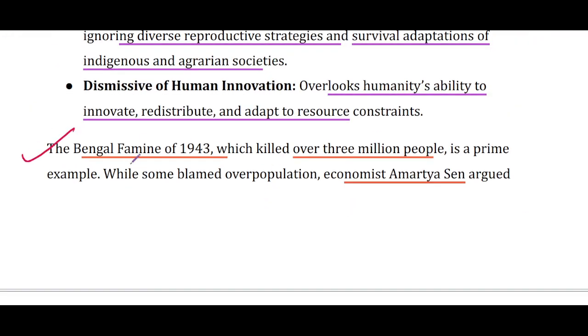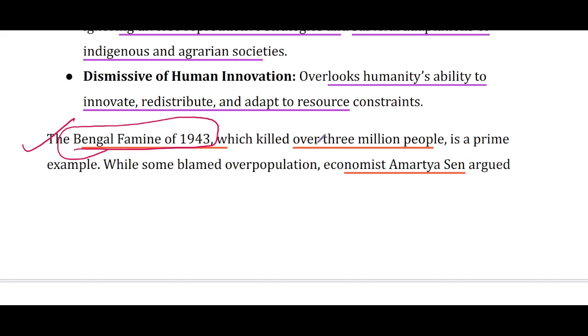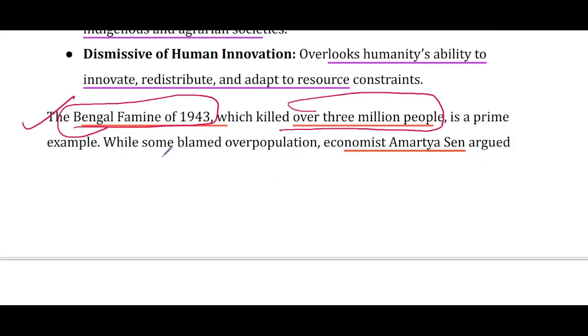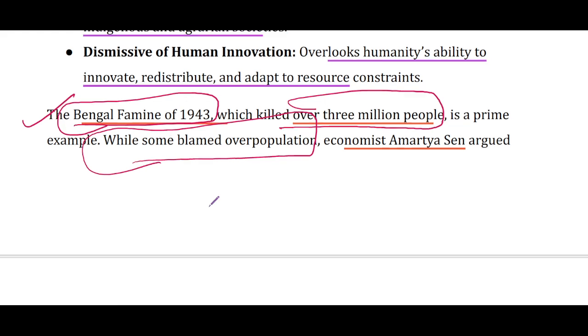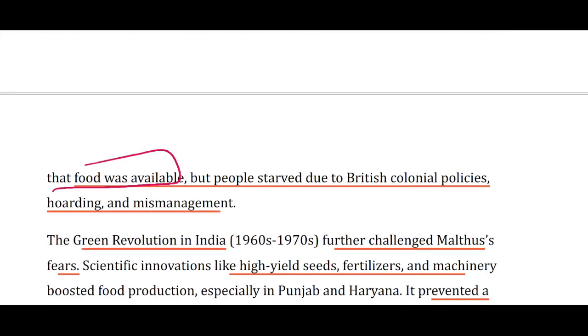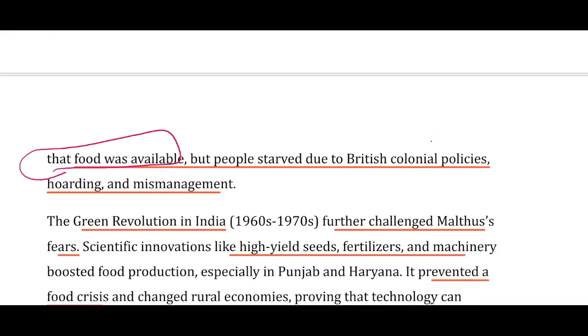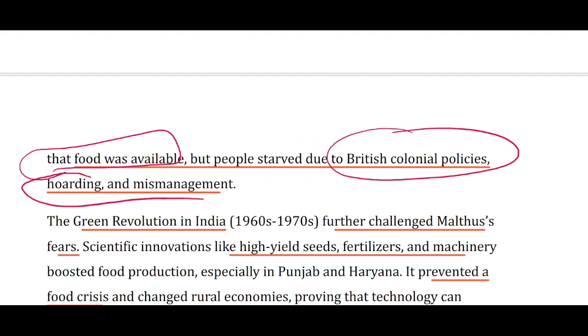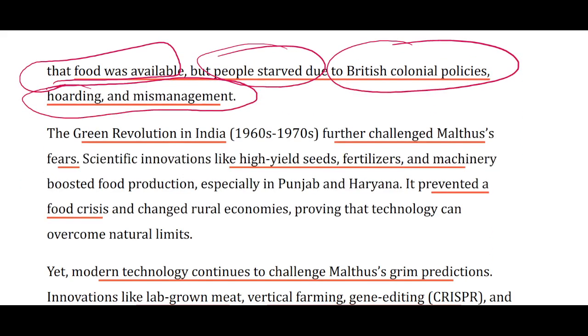Now, the example of the Bengal famine of 1943, the famous Bengal famine, which killed over 3 million people. Some people have blamed overpopulation, but economist Amartya Sen argued that food was available, but it was British greed, British colonial policies, hoarding, and mismanagement that led to the starvation of people.